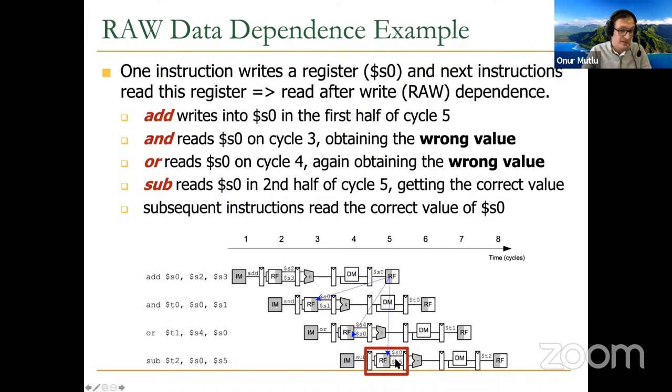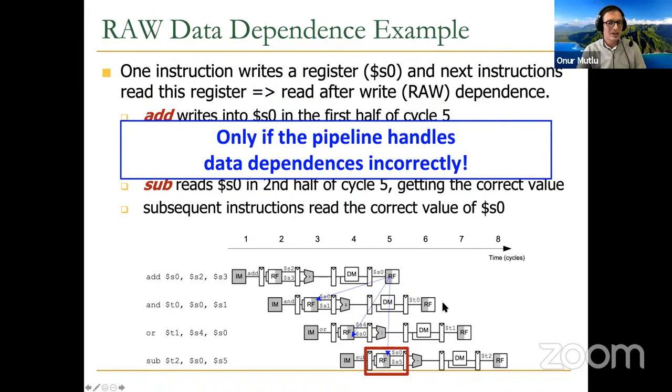AND gets delayed until cycle 5. It stalls for 2 cycles, essentially. Of course, this picture is wrong only if the pipeline handles data dependency incorrectly. So we're going to handle it correctly.